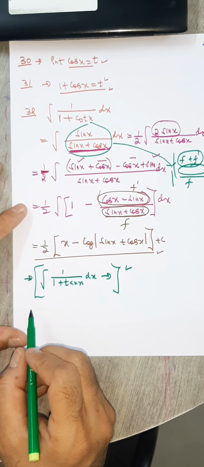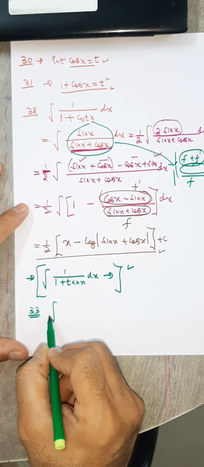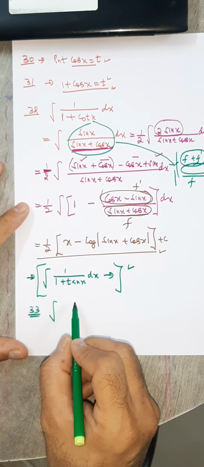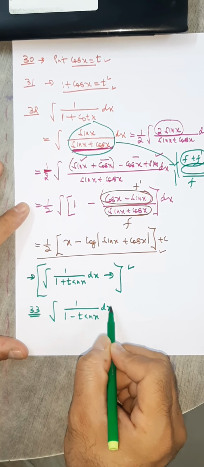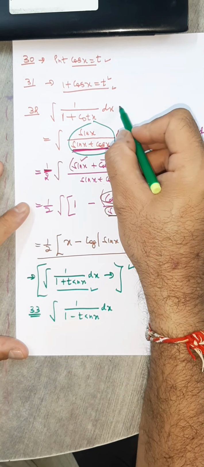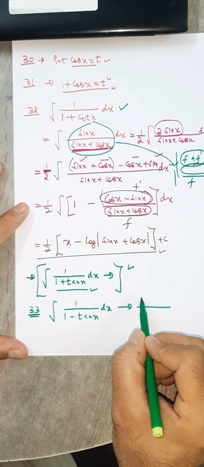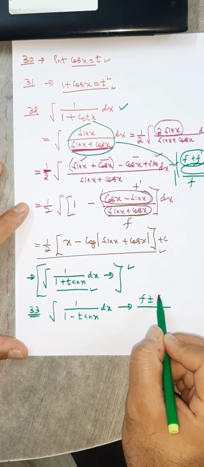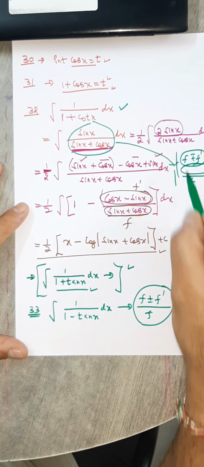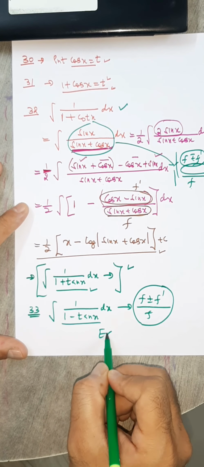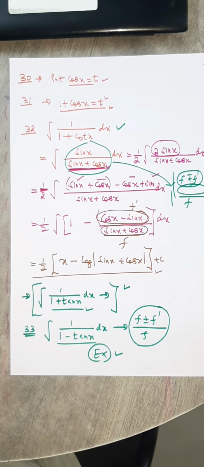Okay, now next question number 33. So it's like the previous only, as I mentioned here, 1 upon 1 minus tan x dx. So same question, like this or like this. You reduce into sine cos and then you express the numerator in function plus or minus f dash upon f form. It can be minus also, remember here also. Try it. This is for you. Try yourselves. It's just a copy of 32.